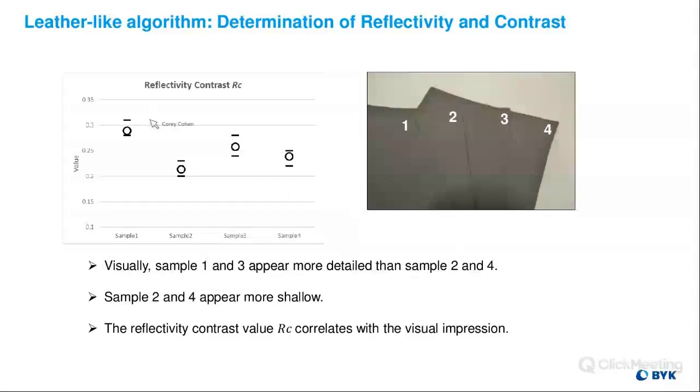And so we have the reflectivity contrast plotted here against each of these samples. And we can see that the reflectivity contrast does appear to correlate with the apparent grain depth. Here we have sample one appears to have the greatest grain depth, and here it has the highest reflectivity contrast value. And here, to me, sample two looks to have the least grain or the least depth. And that, again, correlates with the reflectivity contrast value, which is the lowest for sample two out of all these samples.